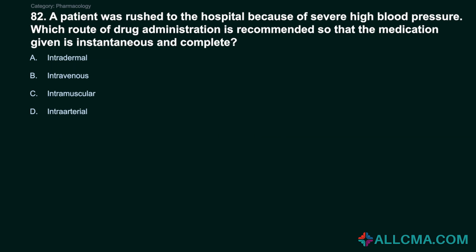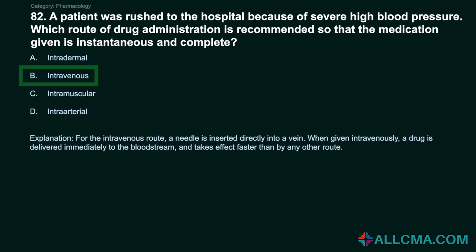82. A patient was rushed to the hospital because of severe high blood pressure. Which route of drug administration is recommended so that the medication given is instantaneous and complete? A. Intradermal. B. Intravenous. C. Intramuscular. D. Intraarterial. Correct answer, B. Intravenous. For the intravenous route, a needle is inserted directly into a vein. When given intravenously, a drug is delivered immediately to the bloodstream, and takes effect faster than by any other route.